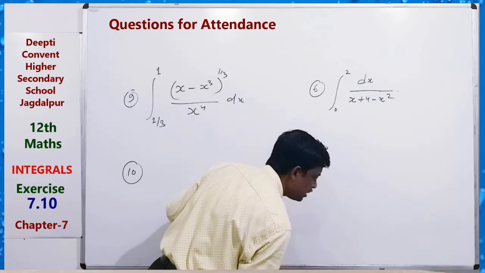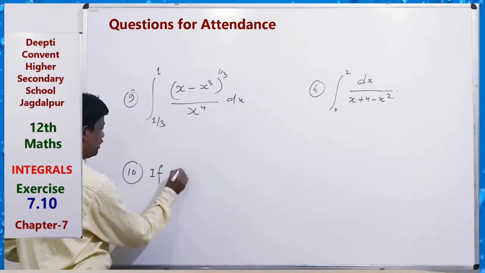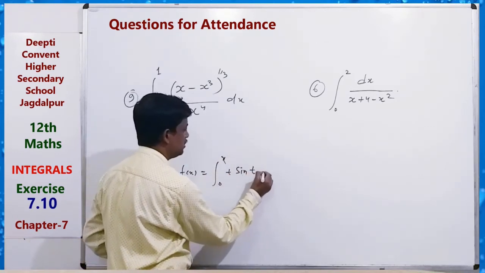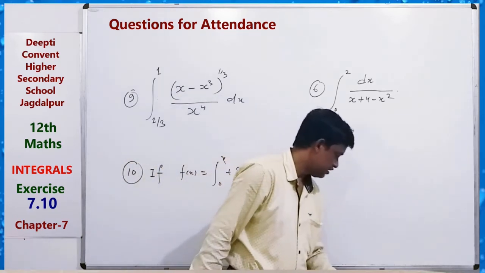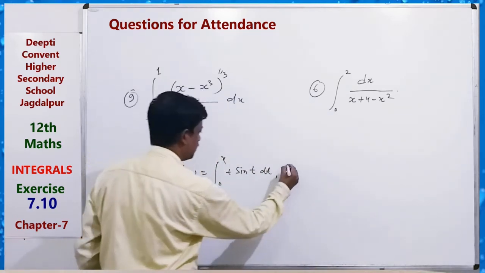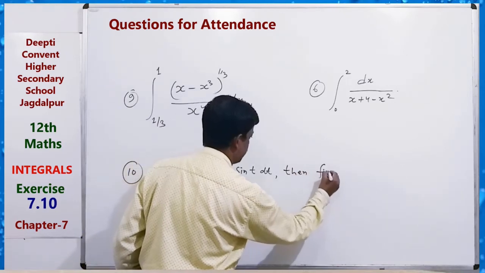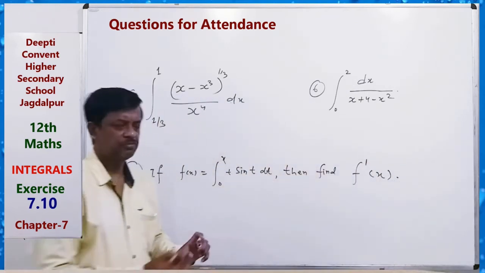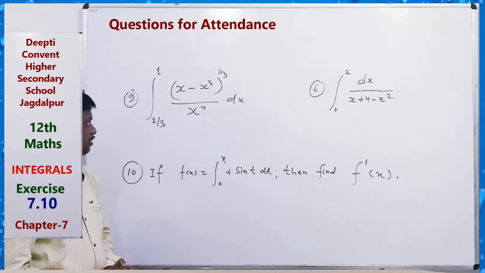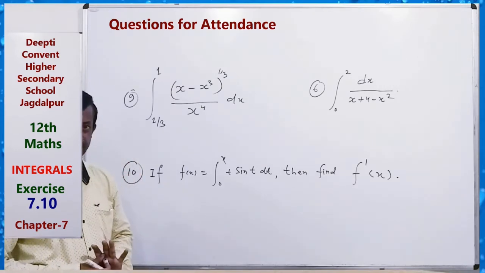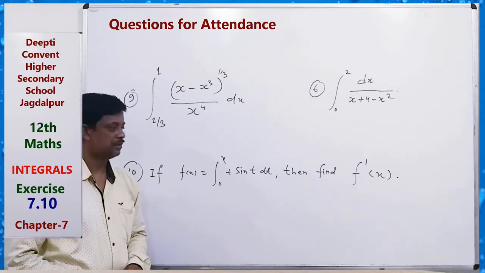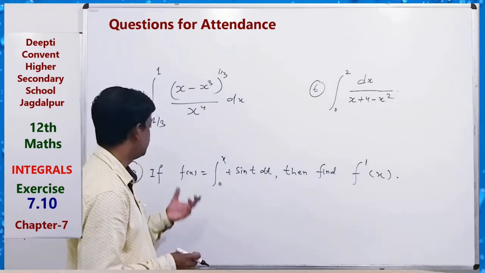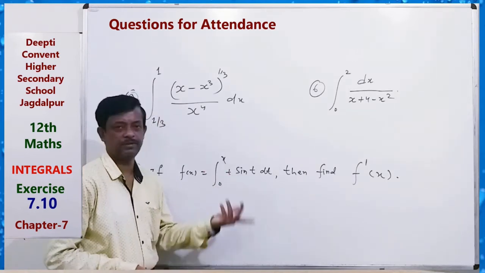Question 10: if fx equals the integral from 0 to x of t sin t dt, then find f dash x. Simple question. First, the hint for this question. We have to find the value of f dash x, the derivative of fx. So first of all we have to find fx, then differentiate, then you can get f dash x.